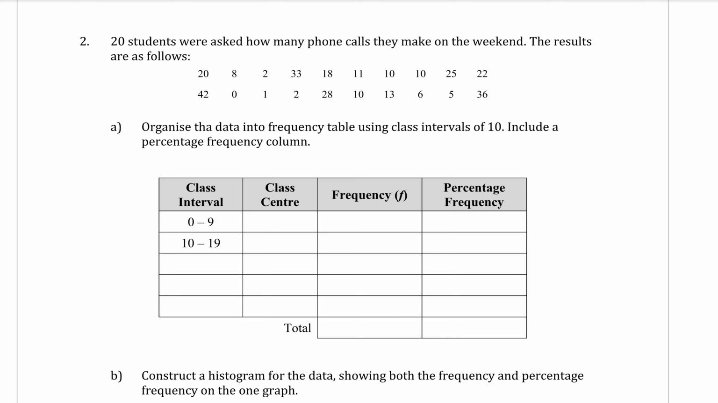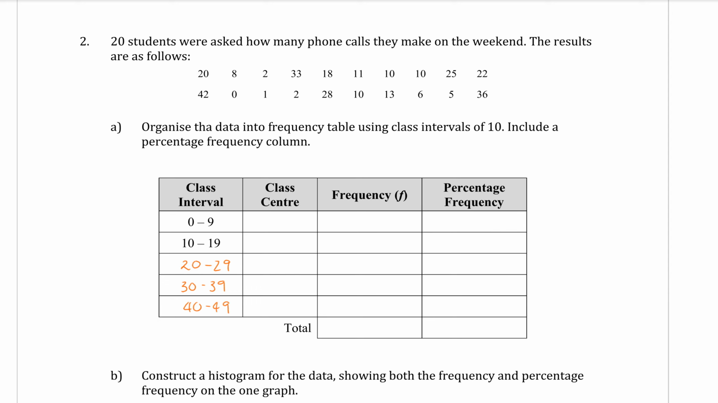So the table's in there for you. Sometimes you might have to draw that table yourself. So the typical columns are to have your class interval, your class centre, and your frequency. Only if it specifically asks for it do you need the percentage frequency one, and this one did ask for it. So I've got the first couple of class intervals for you in there. We just need to continue that pattern. So from 0 to 9, 10 to 19. So continuing, 20 to 29, 30 to 39, 40 to 49.